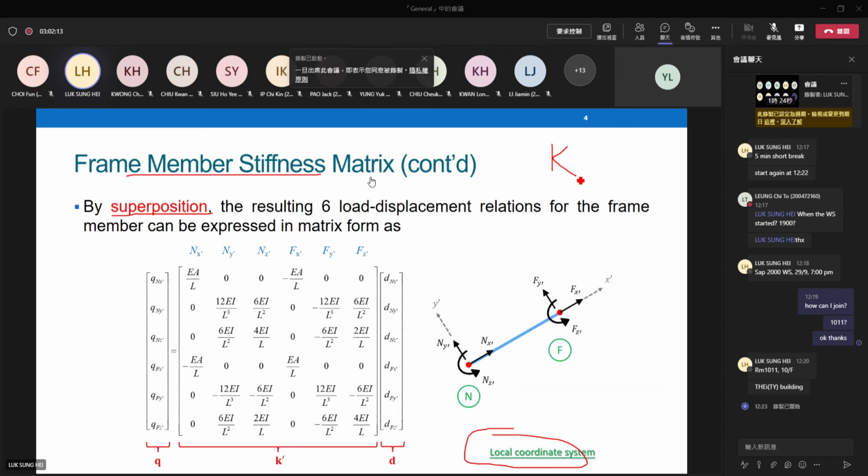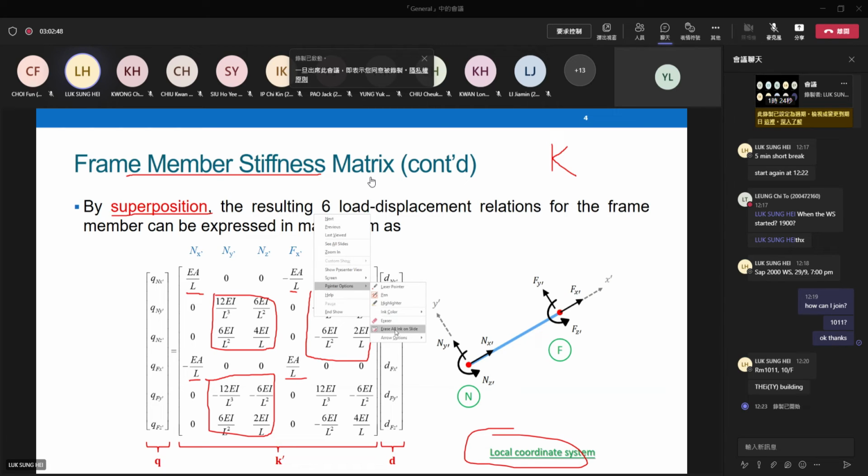But anyway, you can see that this part here comes from the truss matrix, EA over L. And here comes from the beam matrix. If you're familiar with the numbers, 12EI, 6EI, they are the beam matrix that we found before. EA over L comes from the truss matrix. So superimpose according to the directions. It becomes our frame member stiffness matrix in the local coordinate system.